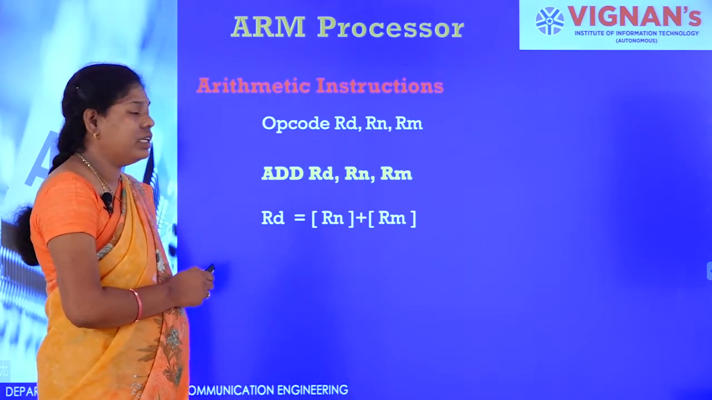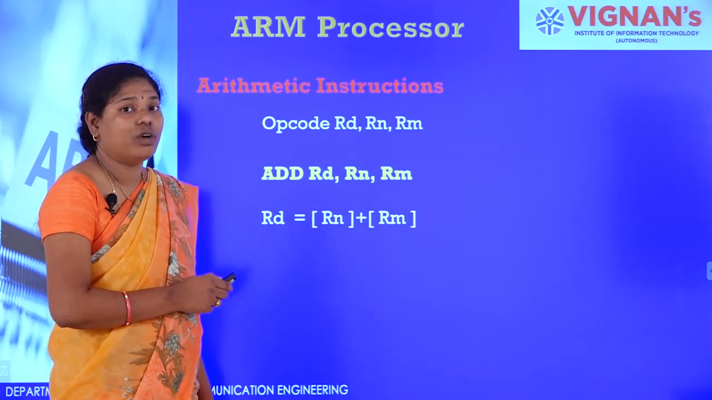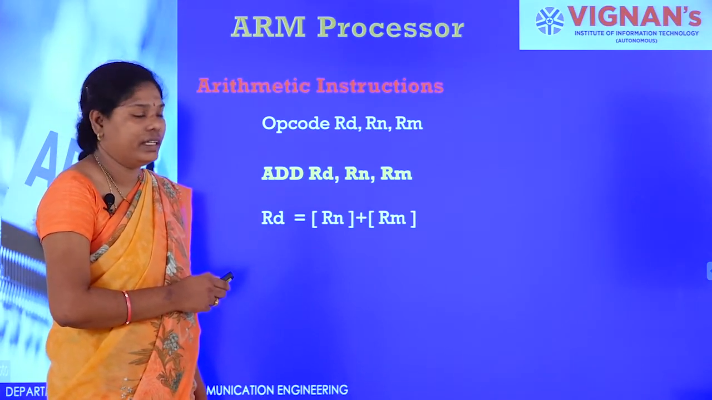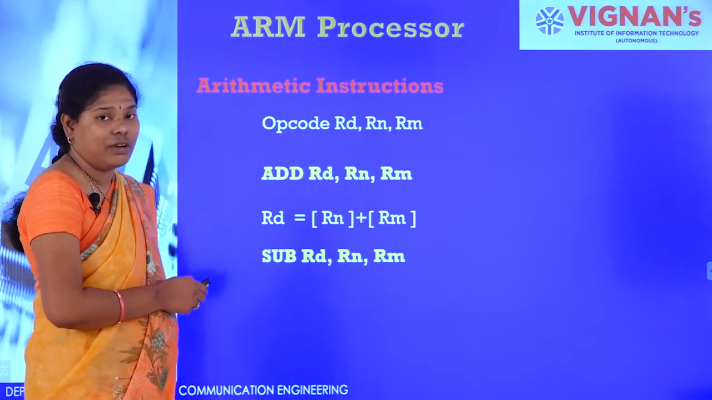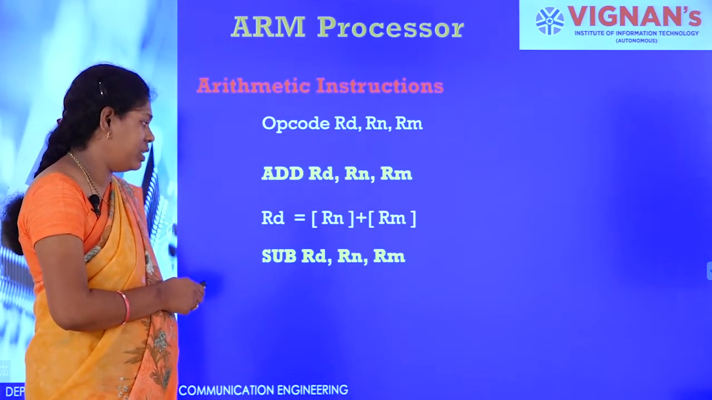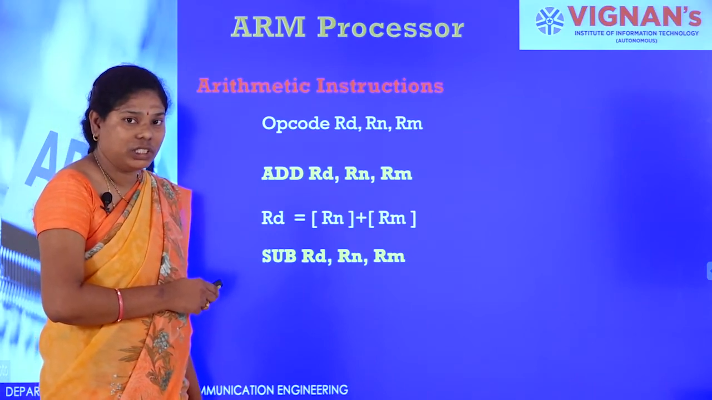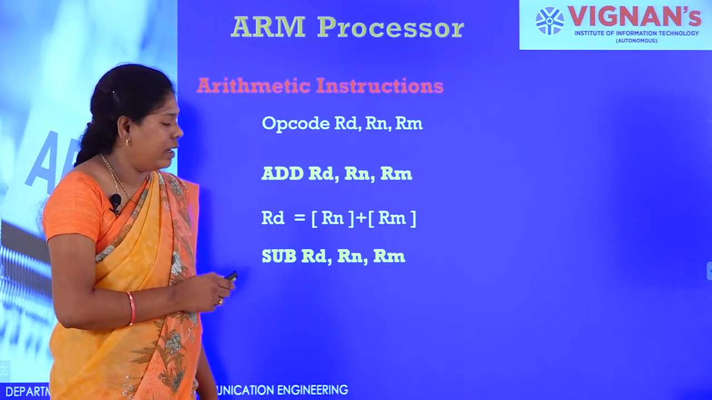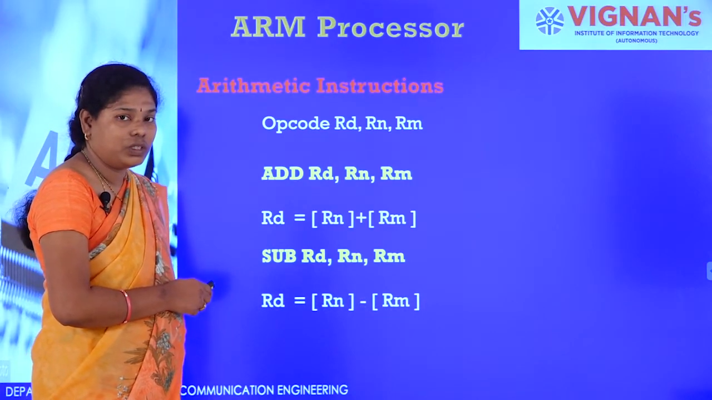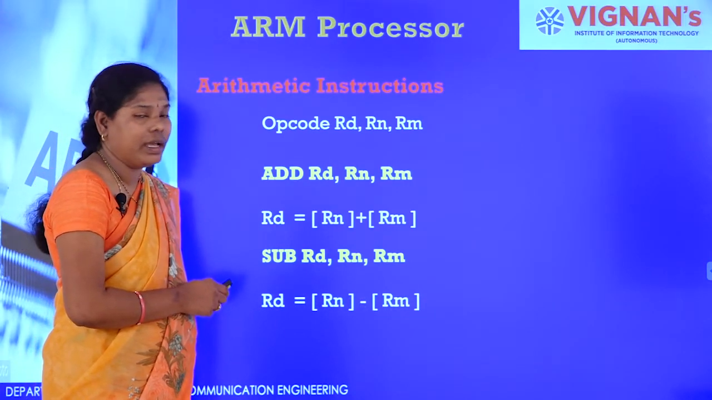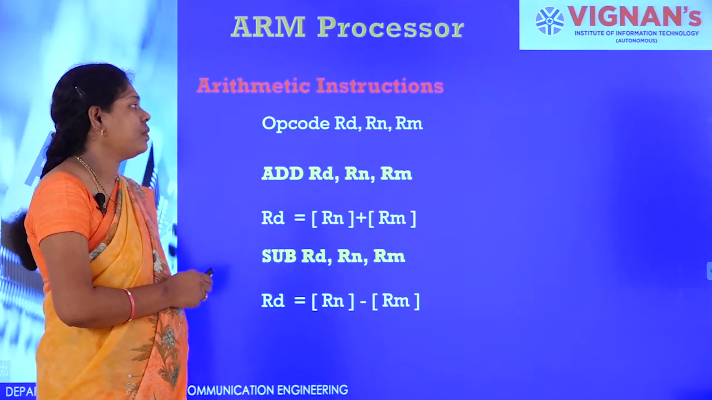Okay, if it is given in brackets, then it is the content of the register, otherwise it will be an address. Okay, next see subtraction. For subtraction also it is the same thing: RD is the destination, RN is source 1 and RM is source 2. RD is equal to the content of RN minus RM.